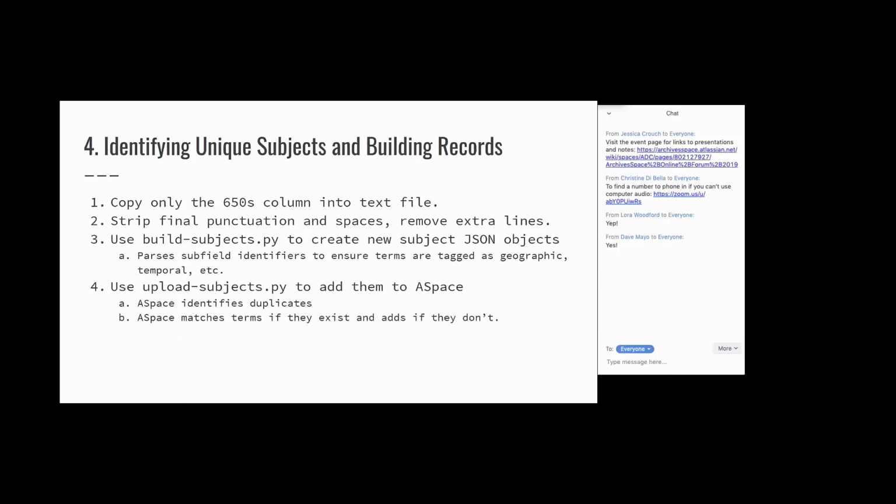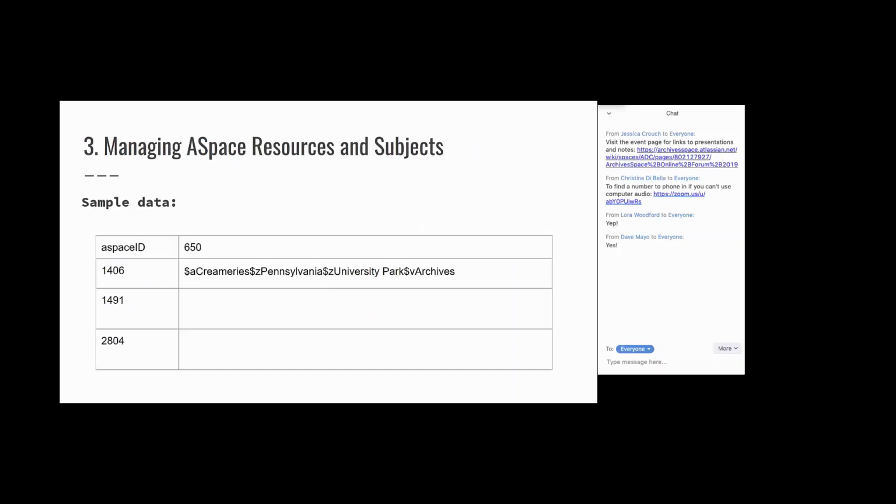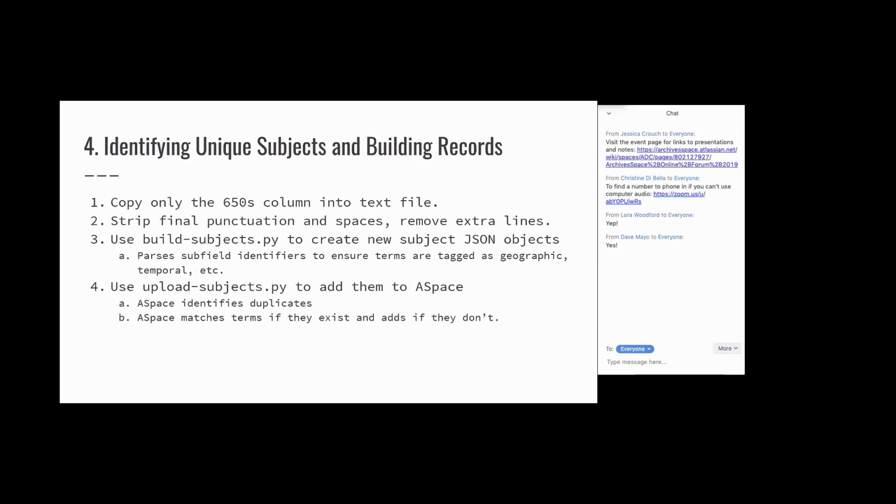I then copied the 650s column only into text files. So this meant I had a text file that was all of the 650s only once. There were lots of extra lines, so I removed all the line breaks. I stripped the final punctuation and any spaces. You see, in this one I've taken that period out, but it was in the earlier forms.